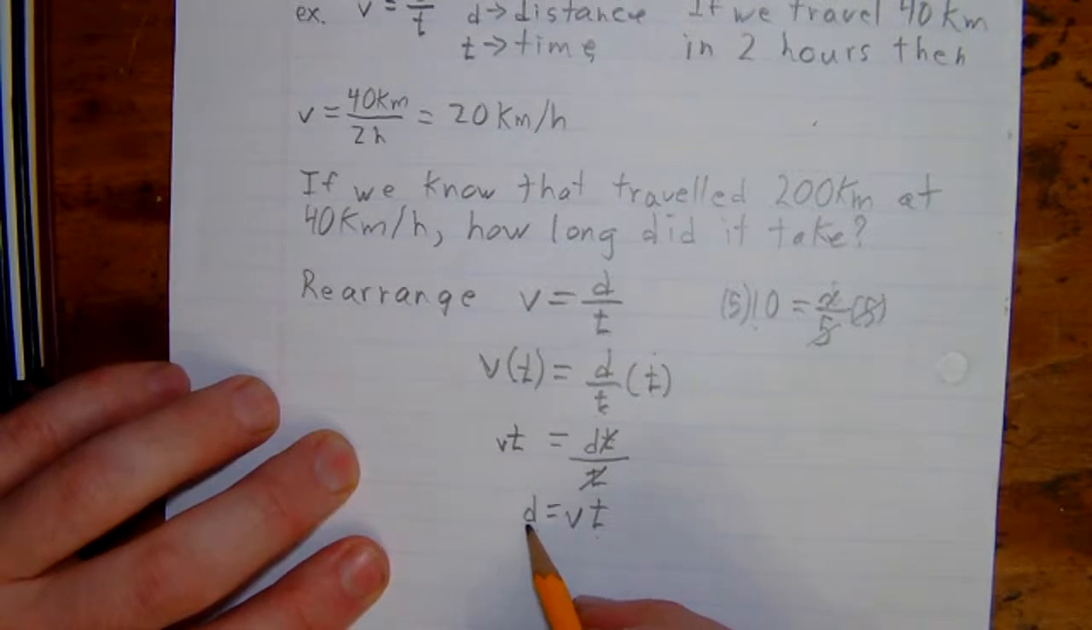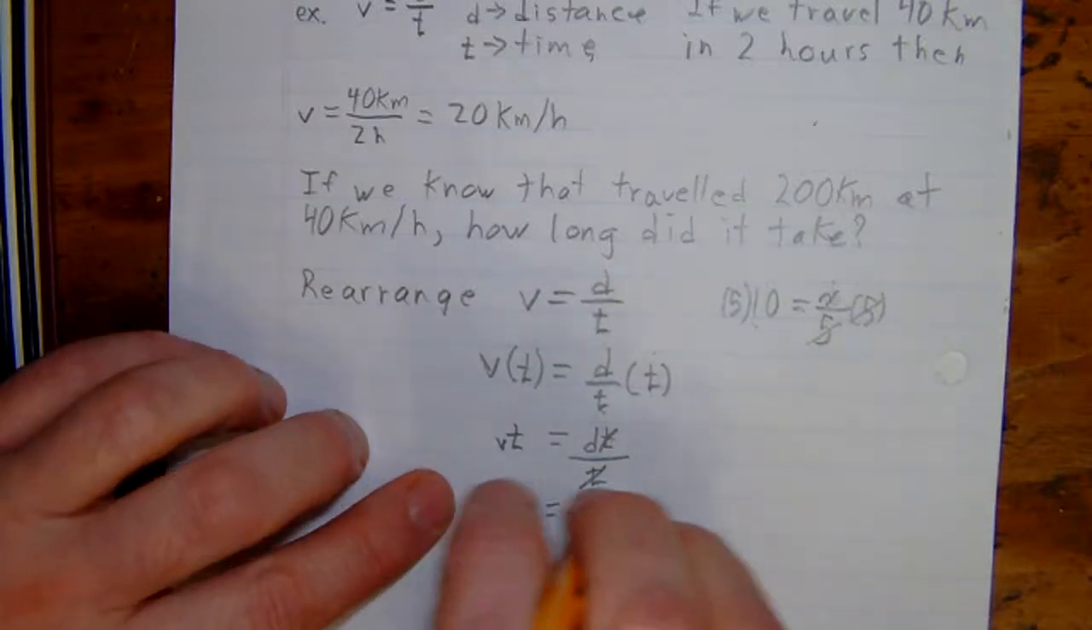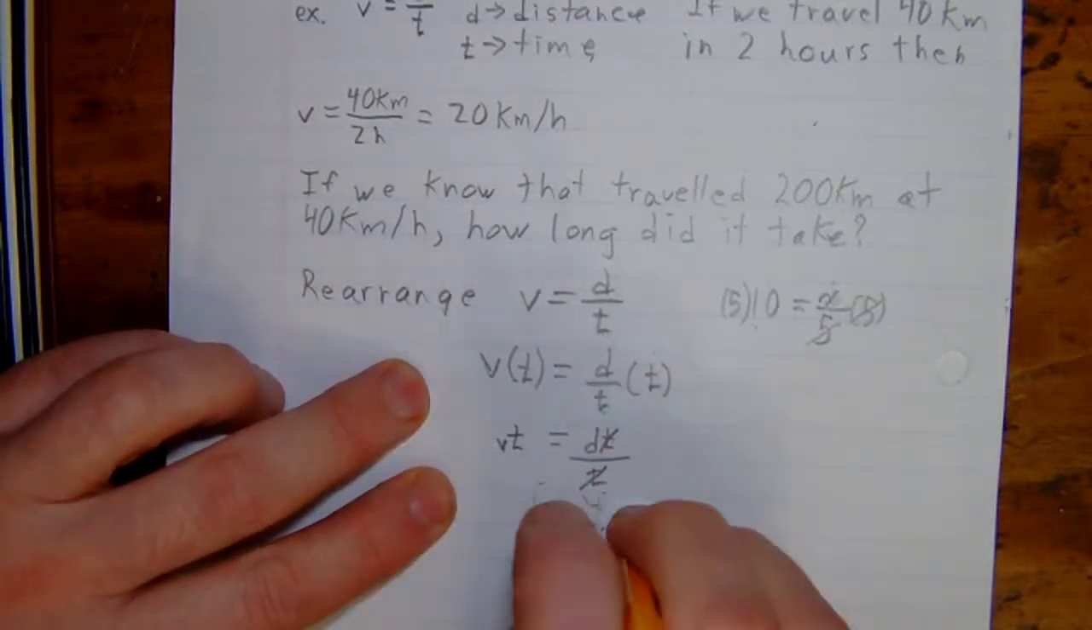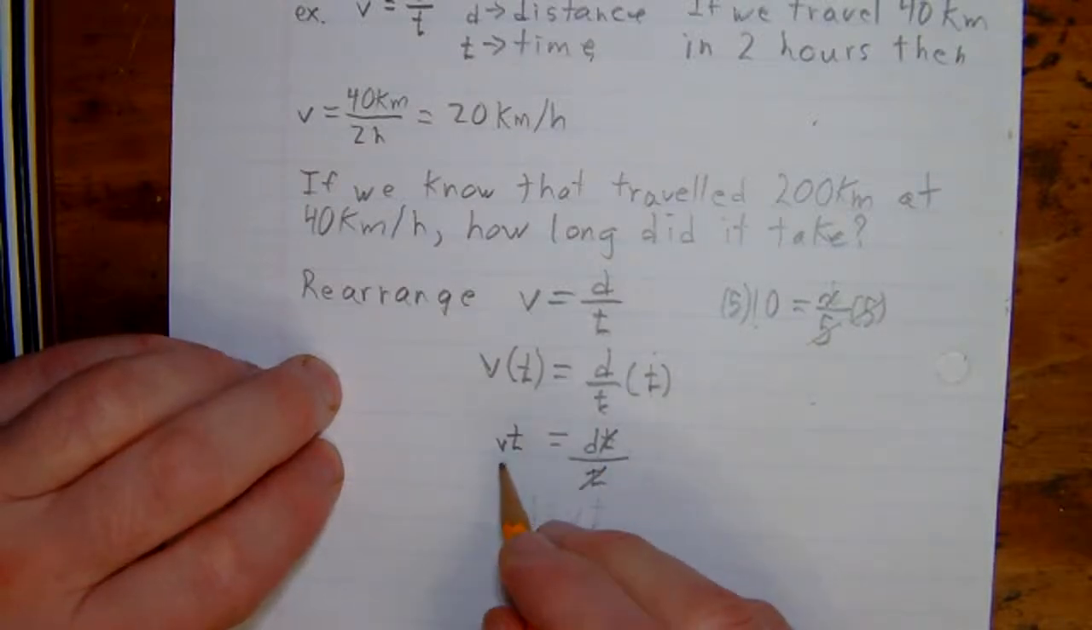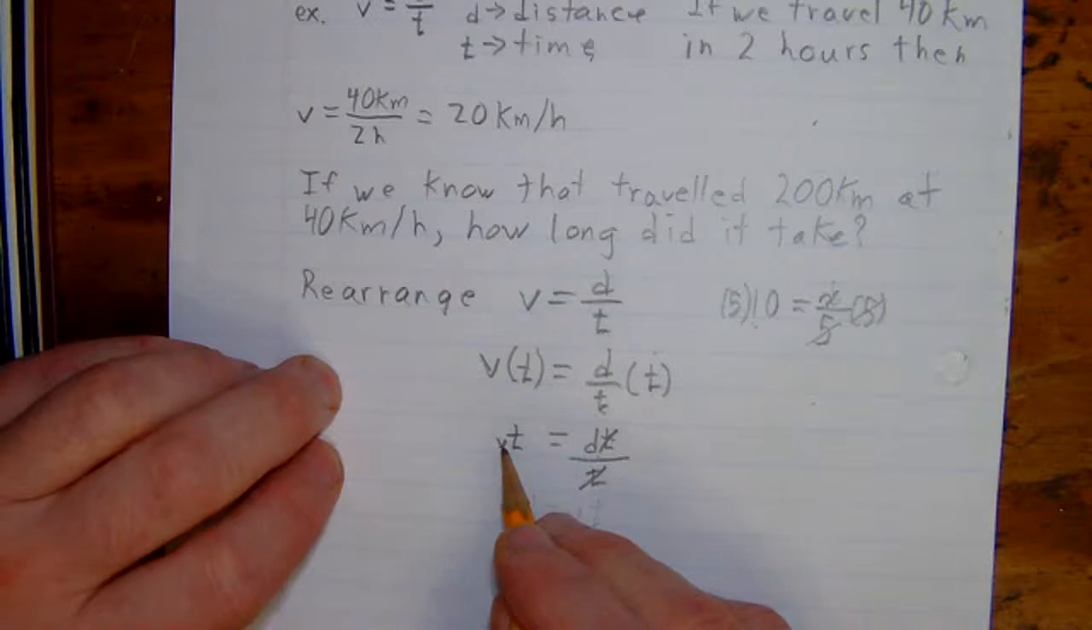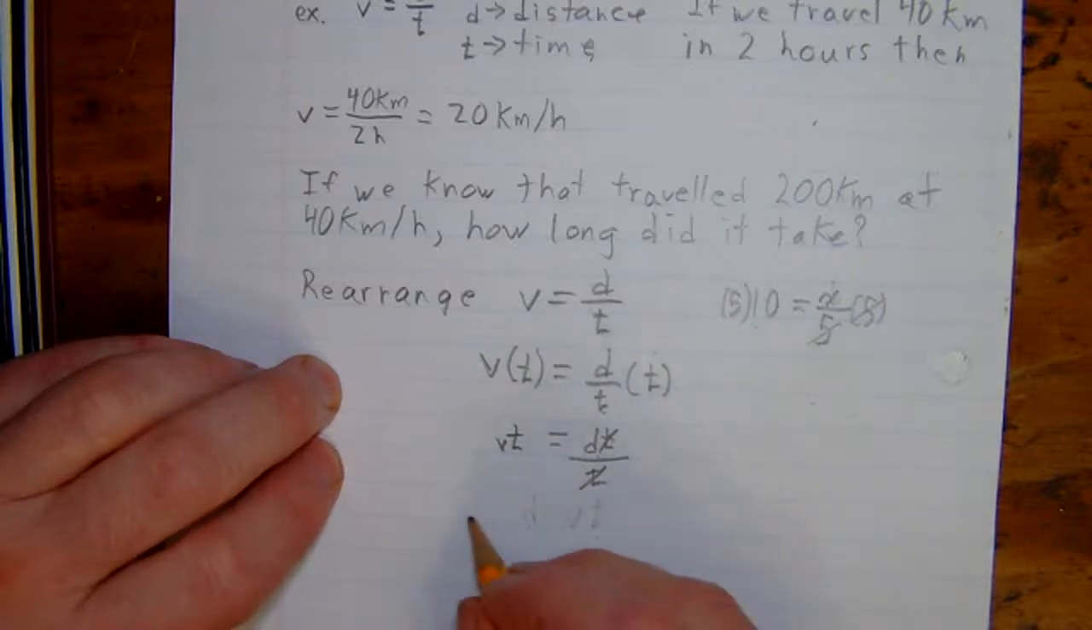Here we have a formula for d, distance. So how do we do that? Well, we want the t all by itself. I'm going to undo that little flip I did here. We'll just go back one. So we have vt equals d. We want t all by itself. Right now it's being multiplied by v.